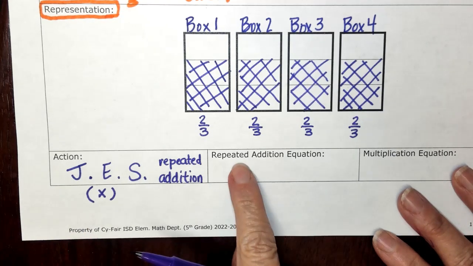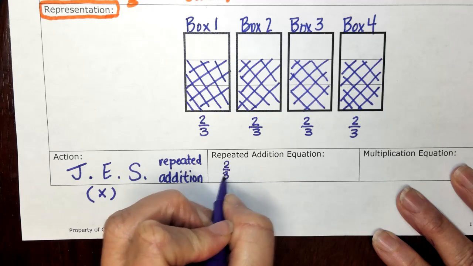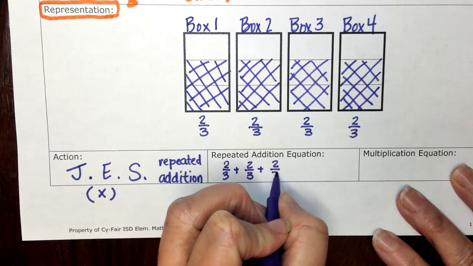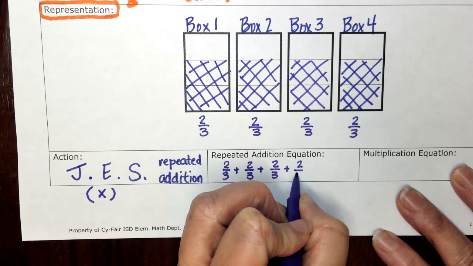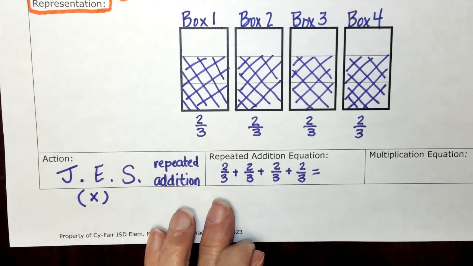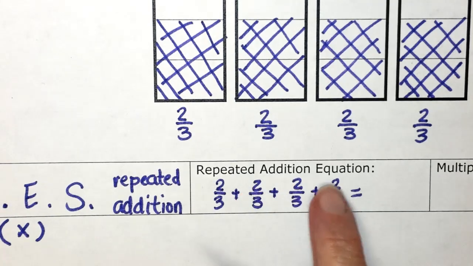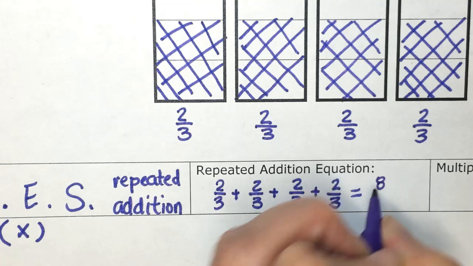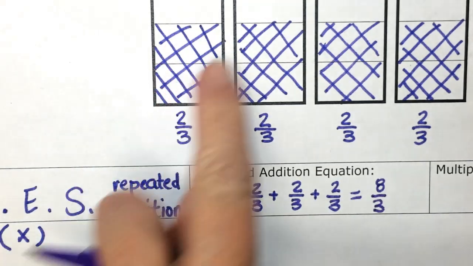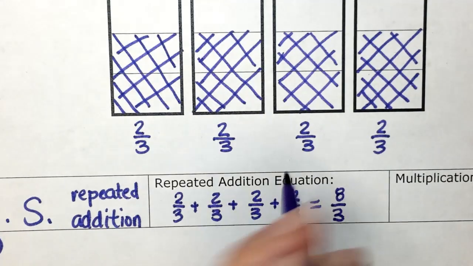And so that repeated addition equation would just simply look like 2/3 plus 2/3 plus 2/3 plus 2/3. And going back to adding fractions, we know that we can only add the numerator: 2, 4, 6, 8. And we do not add the denominator, so there's 8/3 here. 8/3, and that will give us our answer.